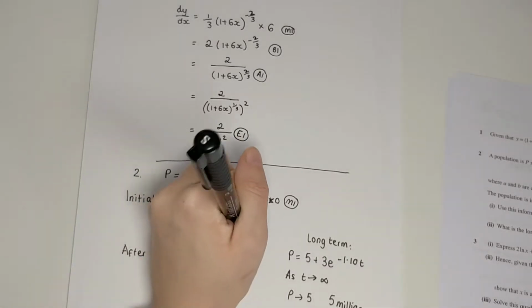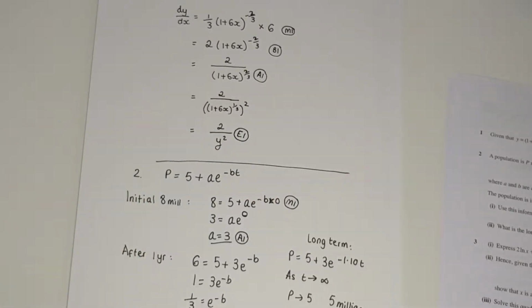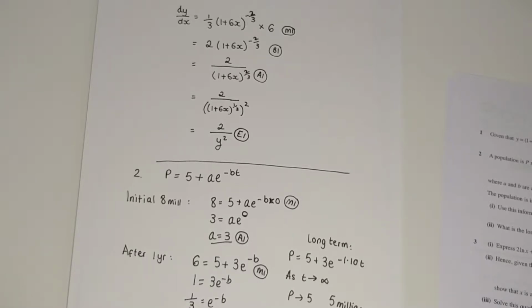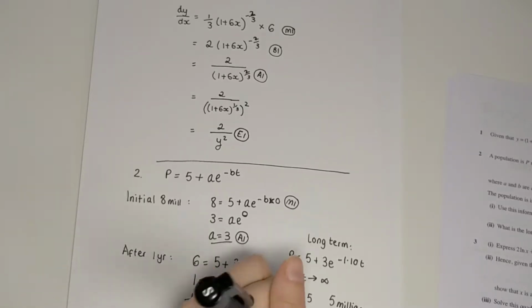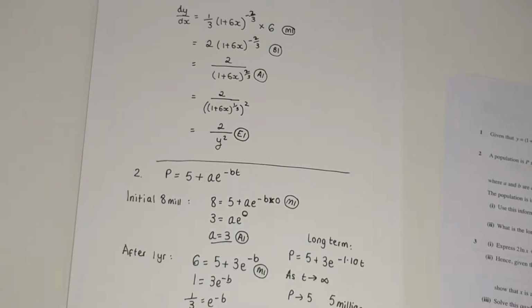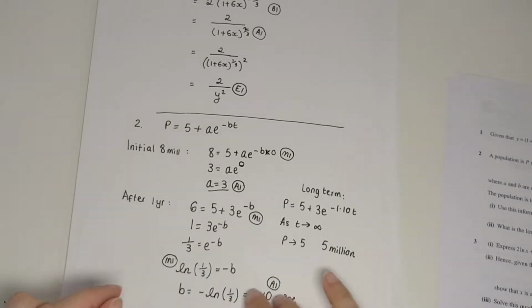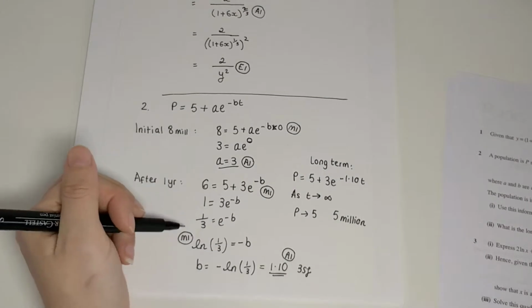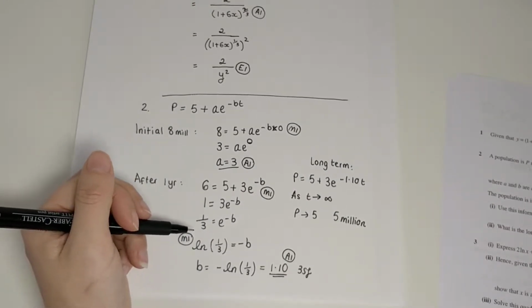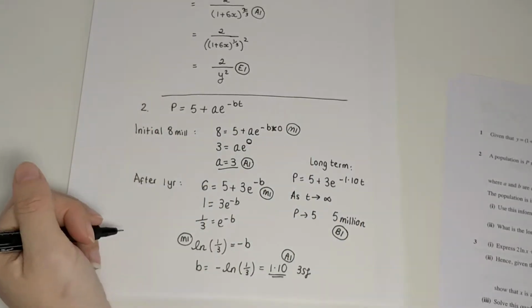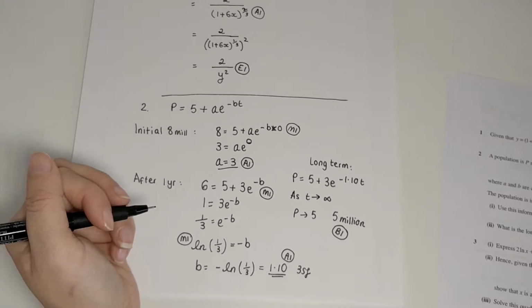A1 for getting that A is 3. M1 for this equation. A1 for B. Oh, sorry, I missed out on M1. That's when you take logs. You get an extra M1 when you take logs. And then you get a B1 for the 5 million, which doesn't require any working out or evidence that you know what you're talking about, because it's a basic mark.